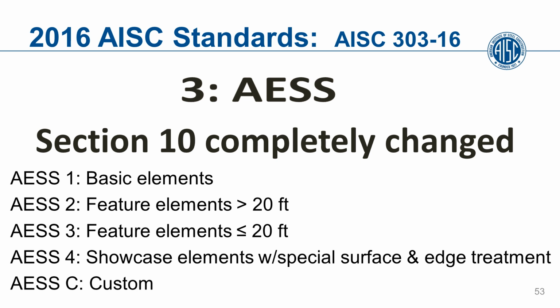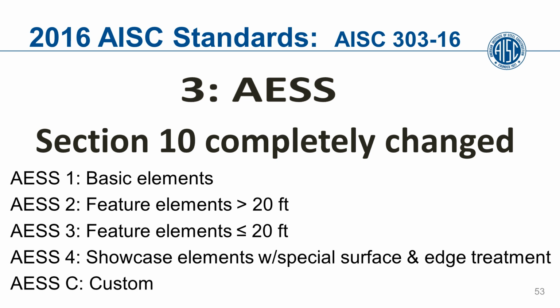It has AISC 1, which are basic elements, just basic architecturally exposed structural steel. AISC 2 are feature elements that you would view from greater than 20 feet away. AISC 3 are feature elements that are viewed at less than or equal to 20 feet away. AISC 4 are showcase elements with special surface and edge treatments. These might be elements you might really want to run your hand over. It's a real fine finish, maybe closer to what you might see on an automobile or something like that.